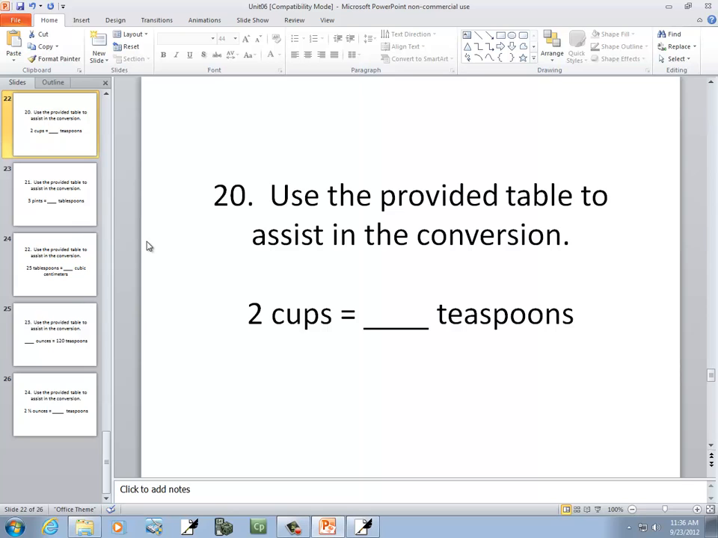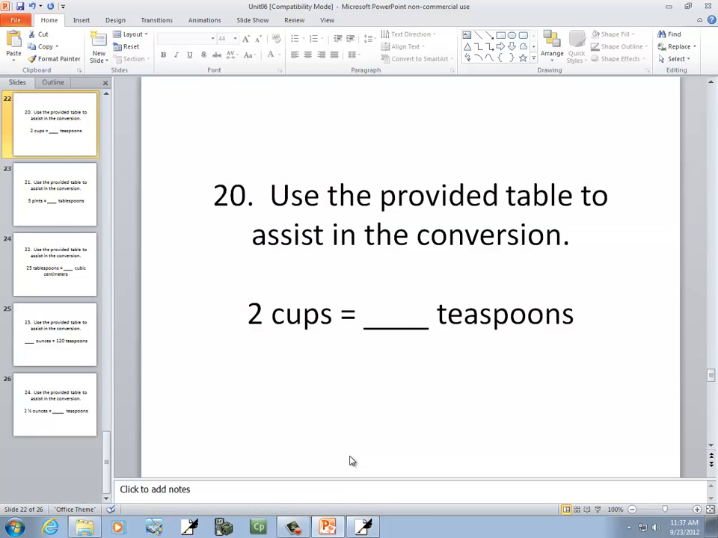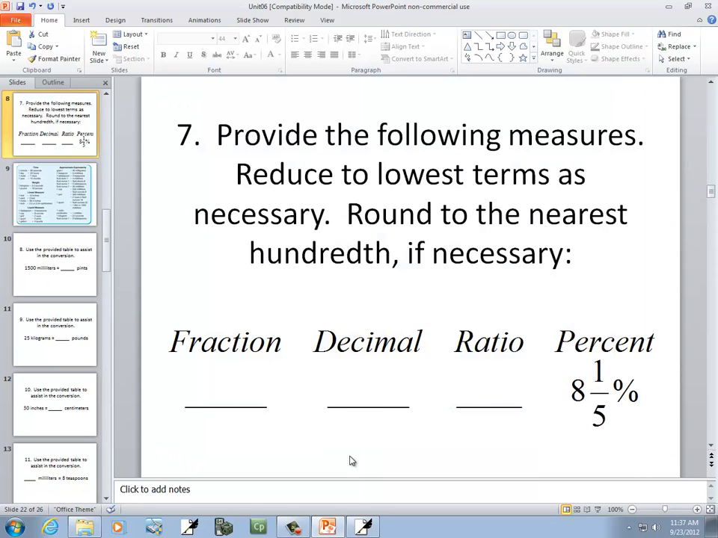Two cups, and we want to change it to teaspoons. So I'm starting with cups. So I'll put that over one. And if that's cups here, it automatically has to be cups here. And we want to eventually get to teaspoons. That's where we're headed. Well, let's go see if we can find some kind of tie between cups and teaspoon. I'm pretty sure there isn't.